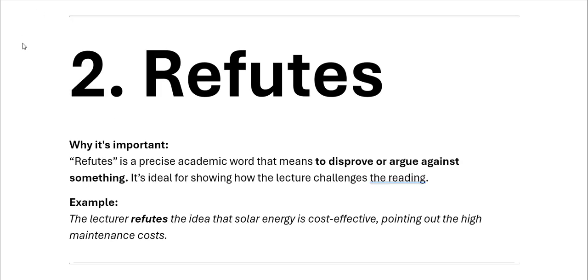Number 2, refutes. Refutes is a precise academic word that means to disprove or argue against something. It's ideal for showing how the lecture challenges the reading. For example, the lecture refutes the idea that solar energy is cost-effective, pointing out the high maintenance costs.